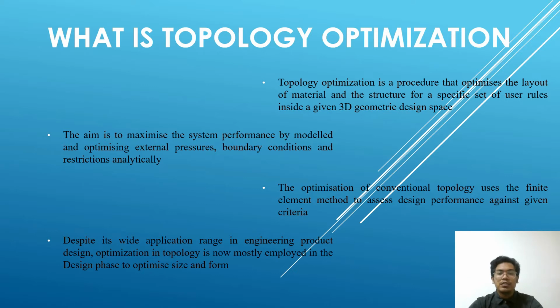The optimization of conventional topology uses the finite element method to assess design performance against given criteria. Despite its wide application range in engineering product design, topology optimization is now mostly employed in the design phase to optimize size and form.